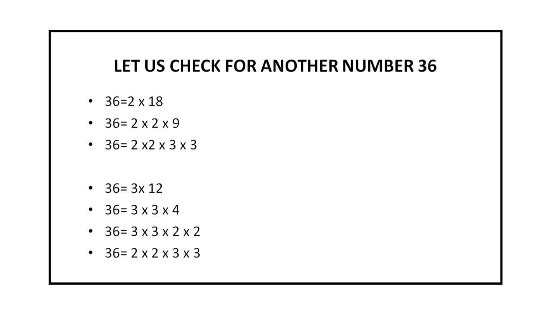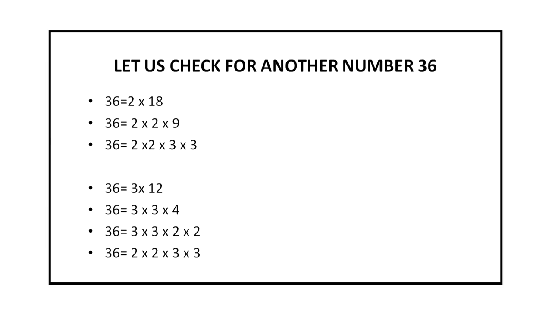36 can be expressed as the product of factors. 2 and 18 are the factors of 36. Hence, 36 equals 2 into 18. 36 can also be expressed as 2 into 2 into 9 because I have replaced the number 18 with 2 into 9. Now for the third expression, again I am splitting the number 9 as 3 into 3, and that is why the third expression is 36 equals 2 into 2 into 3 into 3. In all these cases, the product of their factors equals 36.